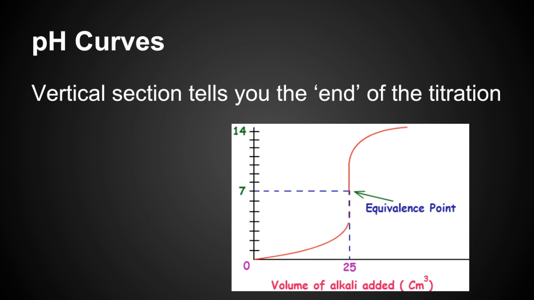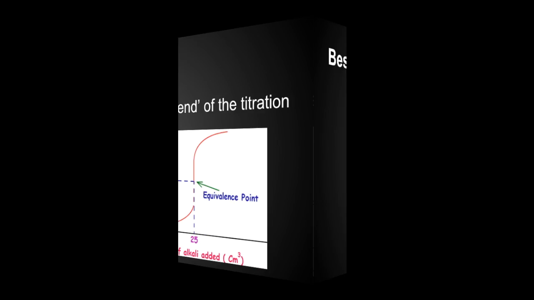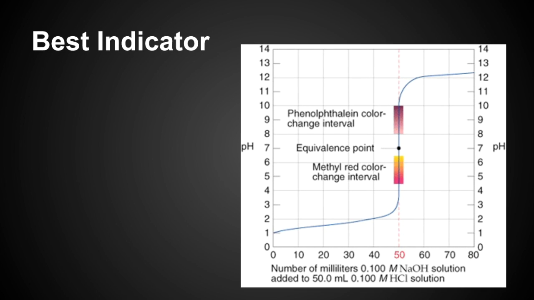pH curves now. The vertical section tells you the end of the titration. So sometimes they'll get you to do a titration calculation and you use that vertical line there to get the volume, in this case of the alkali used. When you're choosing the best indicator, its pH range must be in the vertical section of the titration curve.